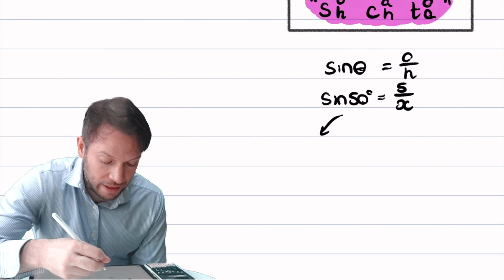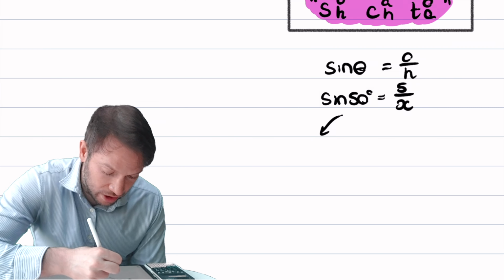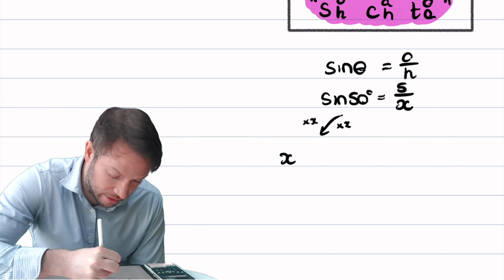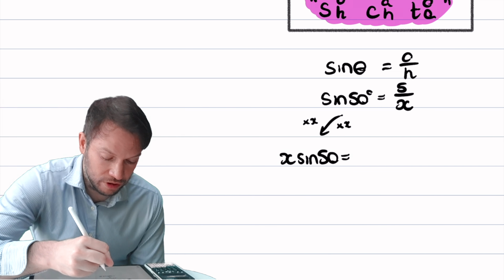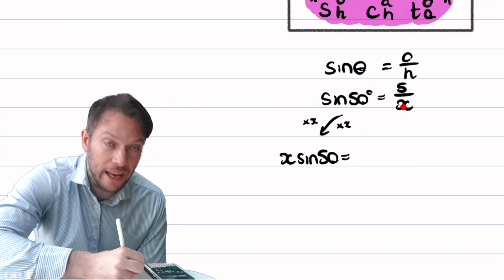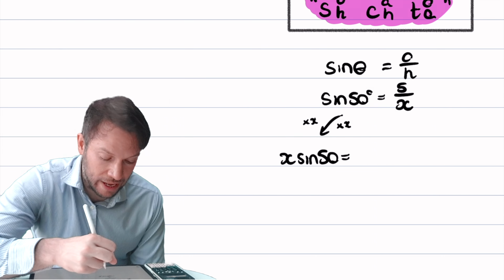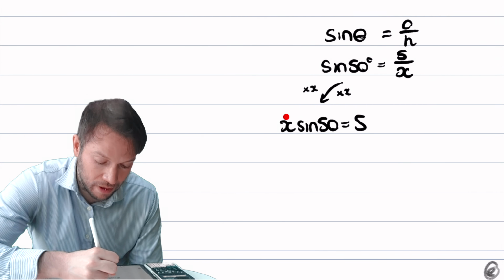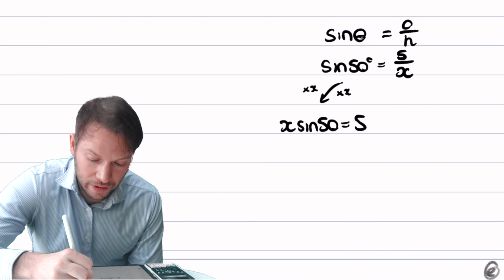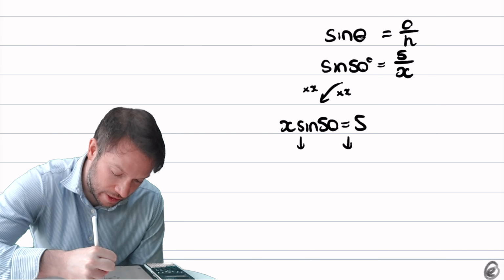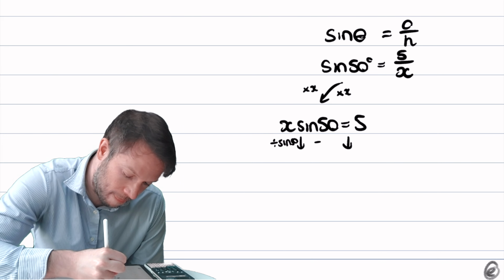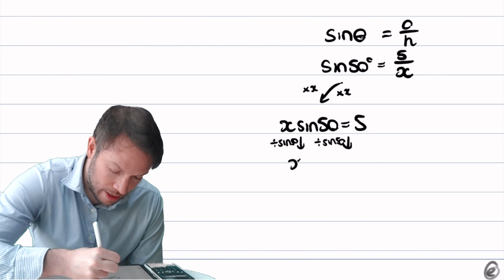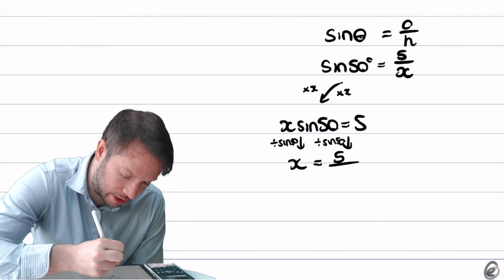So to get rid of the over x, we could multiply both sides of the equation by x. And if we do that, the left-hand side becomes x sine 50 is equal to, and then we times the 5 over x by x. That just gets rid of the over x, just leaving 5. So we get that. And now I want to get the x on its own. Now the x is being multiplied by sine 50. So to get rid of the times by sine 50, we divide both sides by sine 50. And then the left-hand side just becomes x. And the right-hand side becomes 5 divided by sine 50.